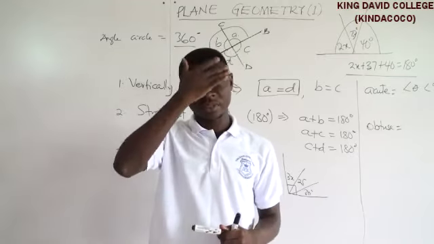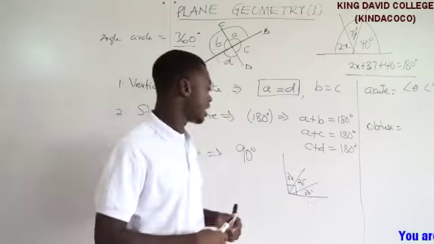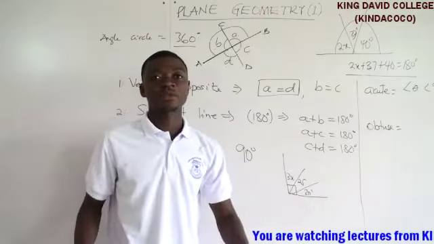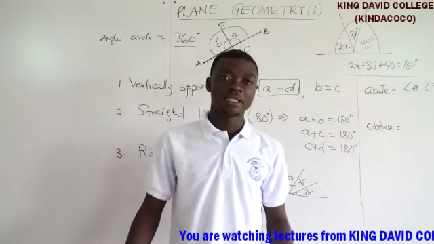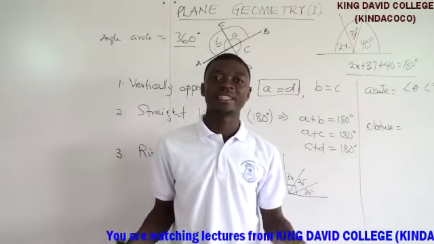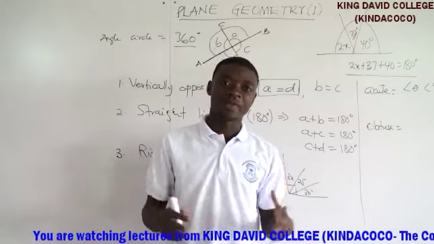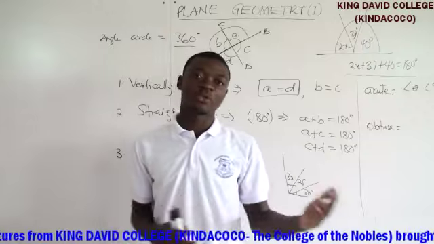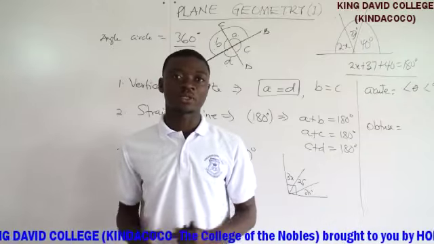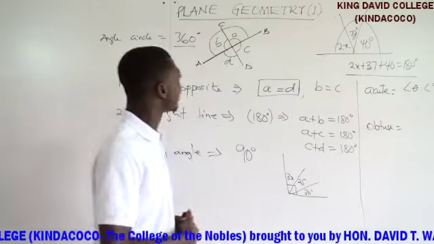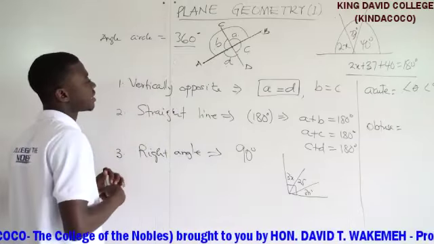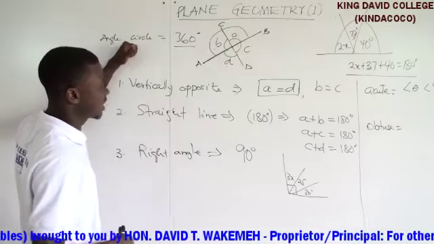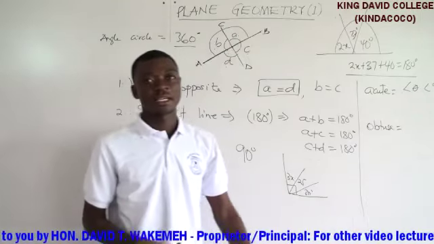Those ones are all obtuse angles. After obtuse, we go to the straight line, which is a complete 180 degrees. From there, we go to the full circle, and so on and so forth. So at the very beginning, these are the things you need to know: vertically opposite, straight line, right angle, angle of a circle, acute, obtuse, and all that.